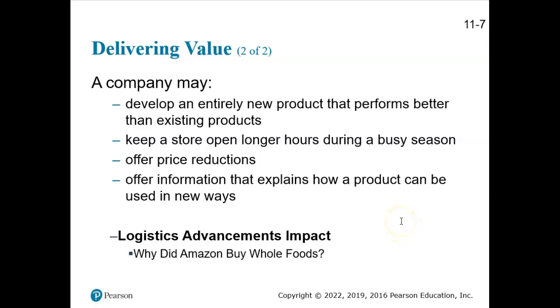Okay. But what happened a few years ago, Amazon, our favorite online retailer, bought Whole Foods, a grocery store chain. Why do you think they did that? And it had to do with the logistics advancements that Amazon were doing. So, because they said people could order online and pick it up at Whole Foods, and be in a good position to compete with an added advantage of the convenience of ordering it online.